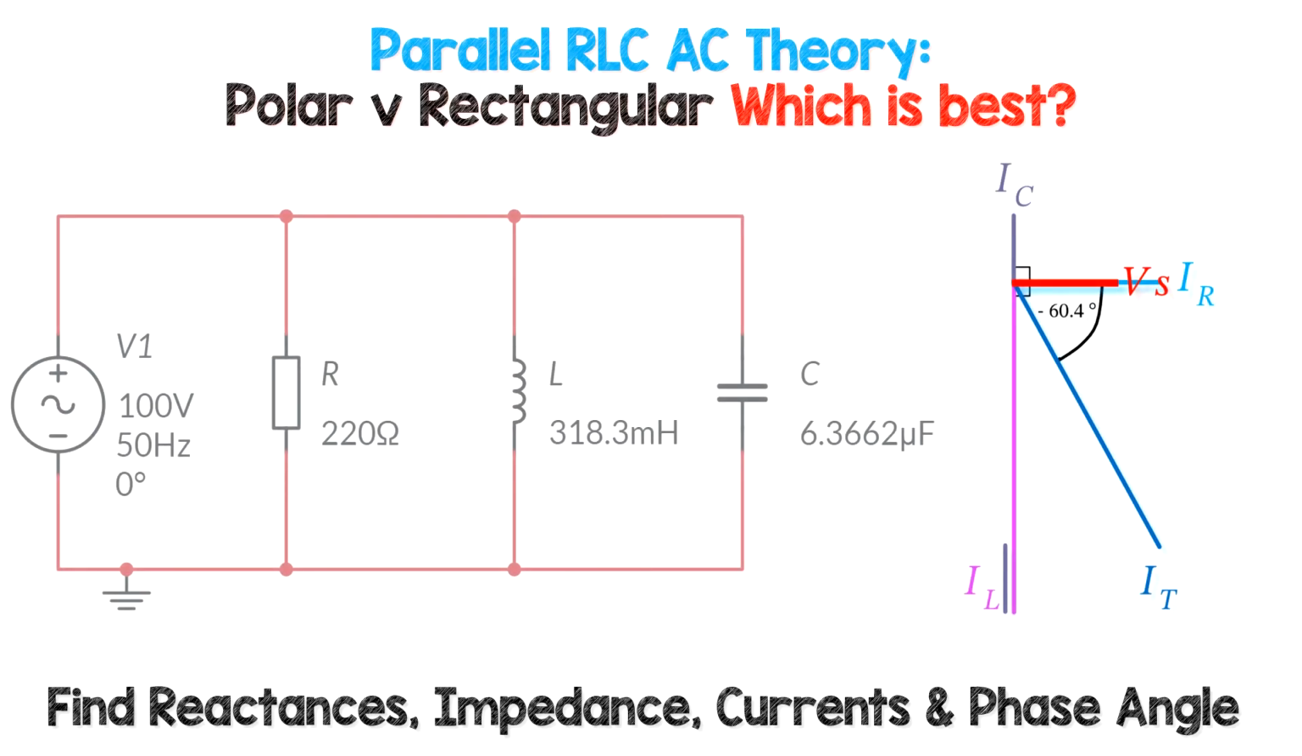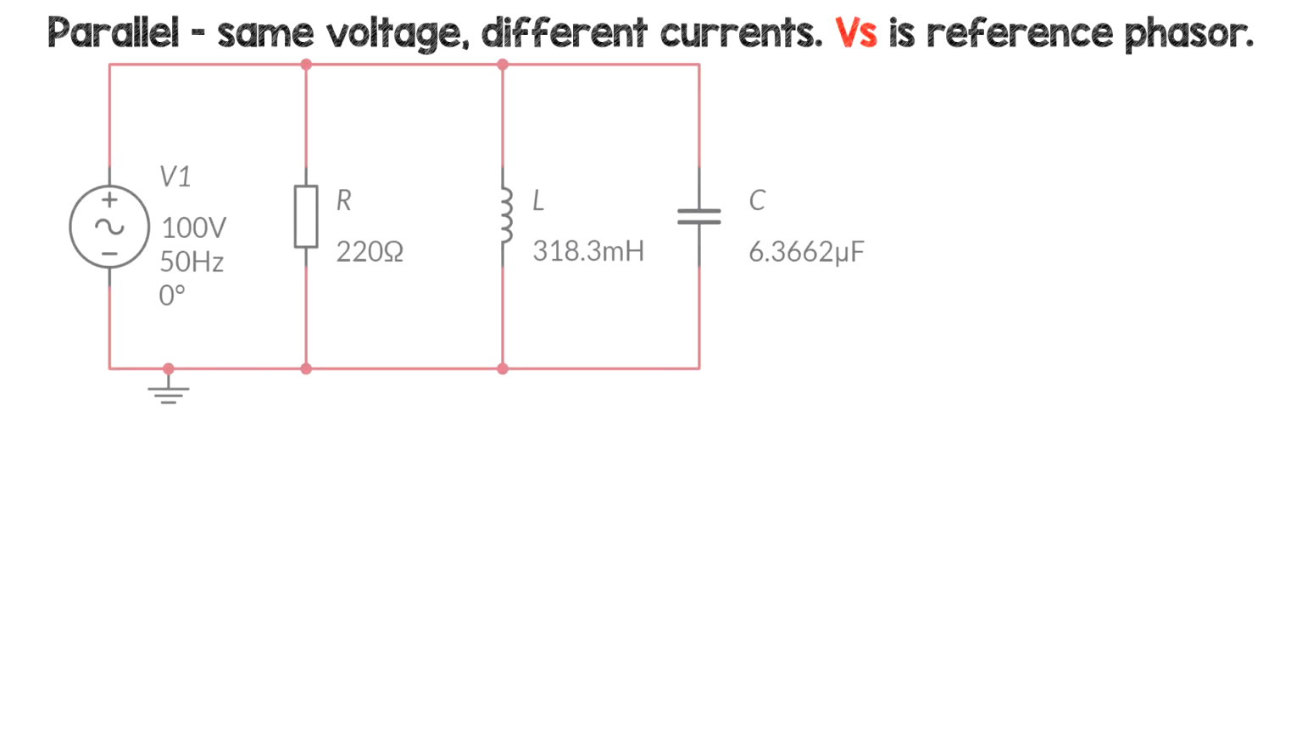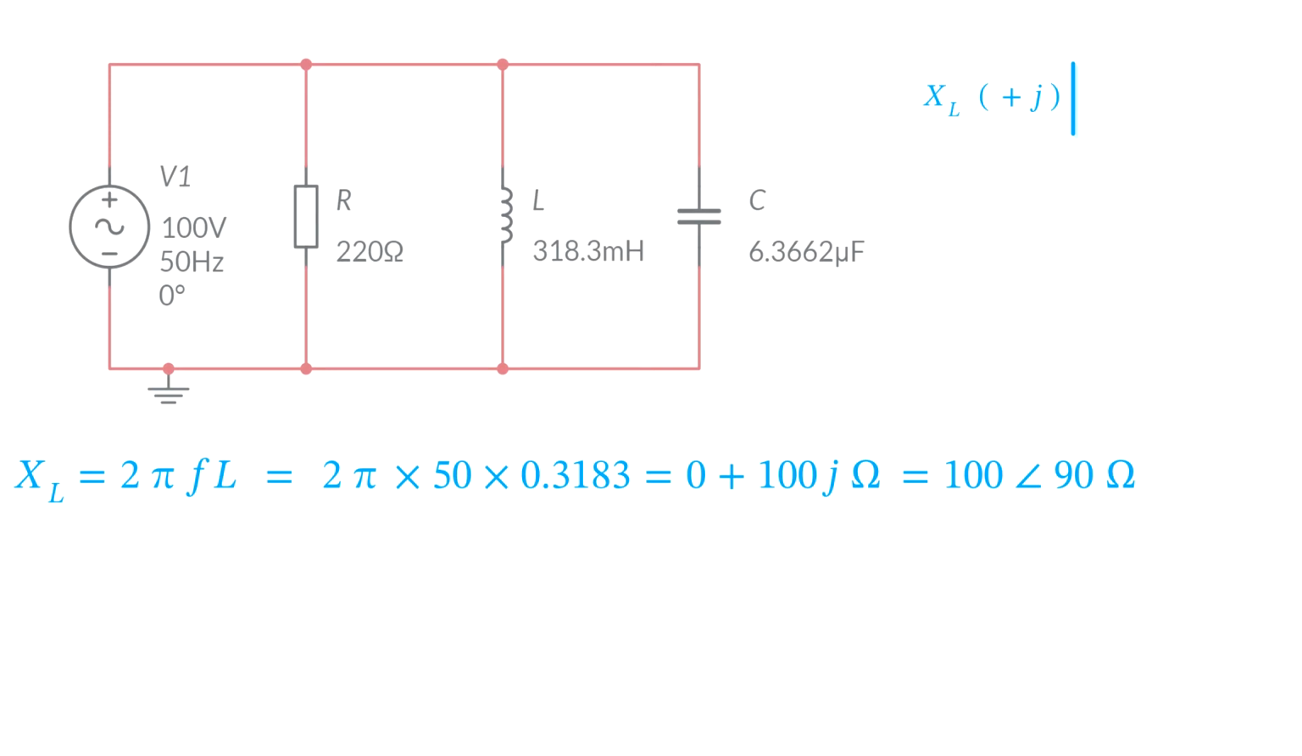So, parallel RLC AC theory, we're going to find reactances, an impedance, the currents and the phase angle. We've got 100 volts supply voltage at 50 Hertz with no phase shift, because with parallel we have the same voltage across the components but different currents through them. And Vs, the voltage supply, is the reference phasor on the x-axis, and the current through the resistor is also in phase with the supply voltage. We've got a 220 ohm resistor, 318.3 millihenry inductor and a 6 microfarad capacitor roughly.